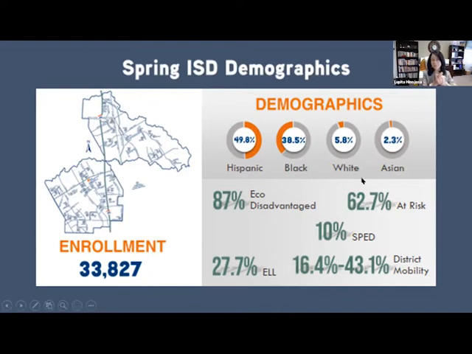Oh, and the other piece, if you look at our district, we are on I-45. We are the little butterfly district. And that mobility is impacted by the freeway that cuts right in between our district.